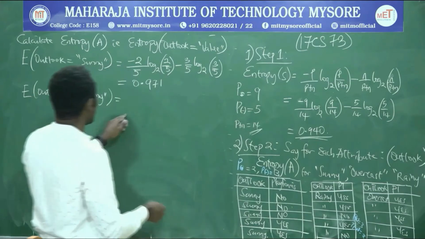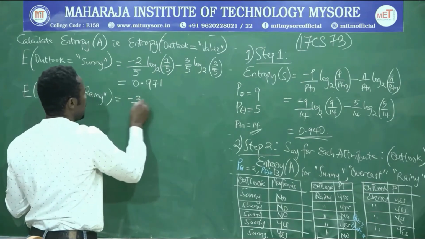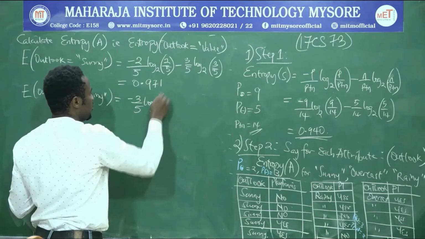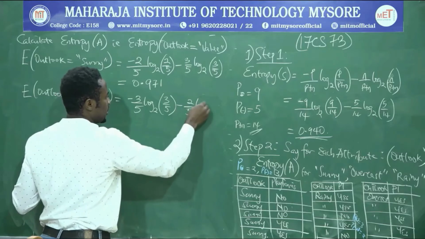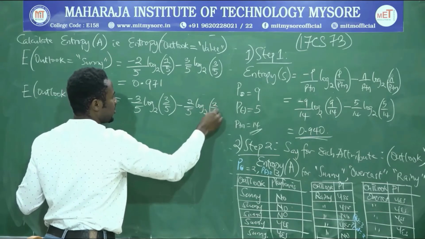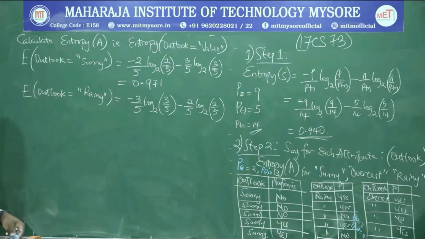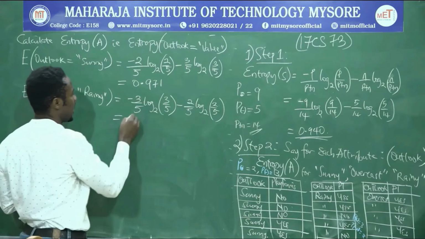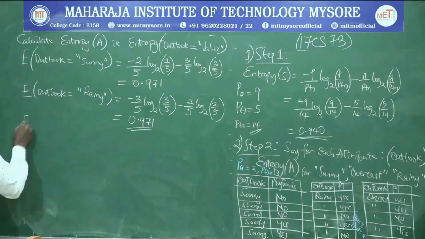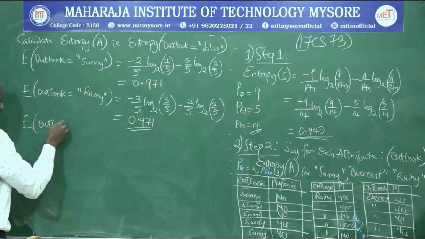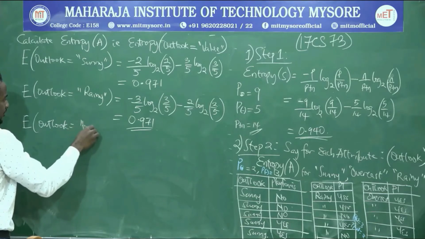Now, same thing here. We now see minus 3 upon 5 log base 2 of 3 upon 5, minus then 2 upon 5 log base 2 of 2 upon 5. See, don't you think this will be the same answer? I mean, if you compute this, don't you think it will be same? Are you with me, guys? You check. It's going to be the same. So we have 0.971. Now, the last one, I mean, for this subset is outlook of what? Overcast.